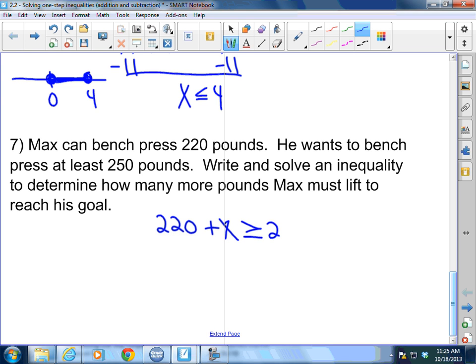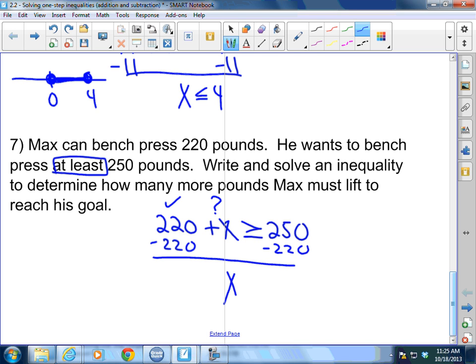Very good. 220, which he already lifts, plus how much is going to give me at least. Remember we talked about at least? That's greater than or equal. So 220 plus how much more weight is going to give me at least, greater than or equal to 250. Subtract 220 from both sides. X is greater than or equal to 30.